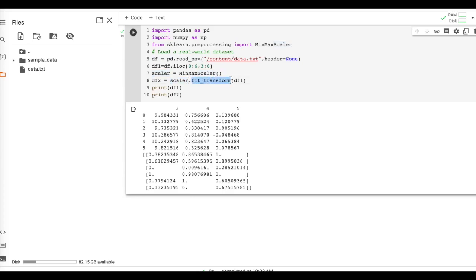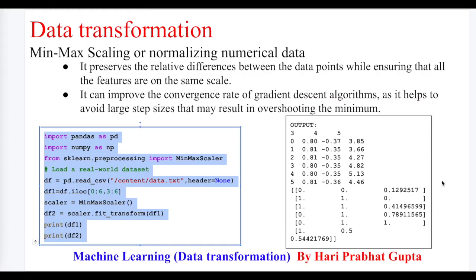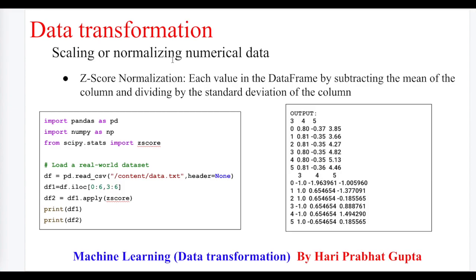And so here when you convert it, then this is another data frame, which is the transformed data frame, and print the original and the transformed data frame, and all the values come between 0 and 1. So this is all about min-max scaling. Similar to min-max scaling, another is Z-score normalization.